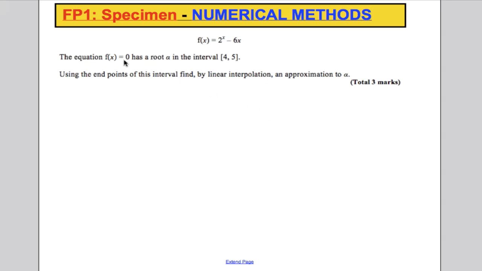Okay, this says the equation f of x has a root alpha in the interval 4 to 5. By using the endpoints of this interval by linear interpolation, find an approximation to alpha. First things first, I want to work out f of 4 and f of 5 to show how big they are. So f of 4, if you sub in there, 2 to the power of 4, subtract 6 times 4, you get negative 8. And then 2 to the power of 5, subtract 6 times 5, you get 2.